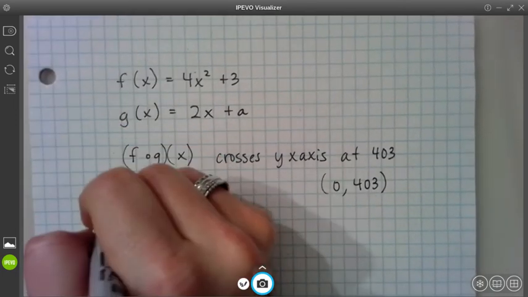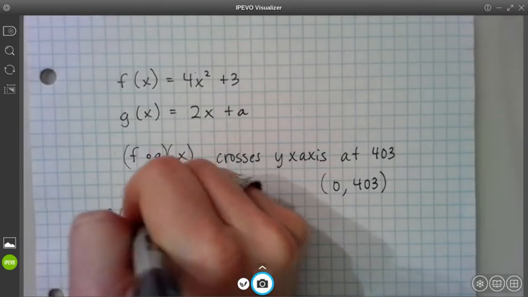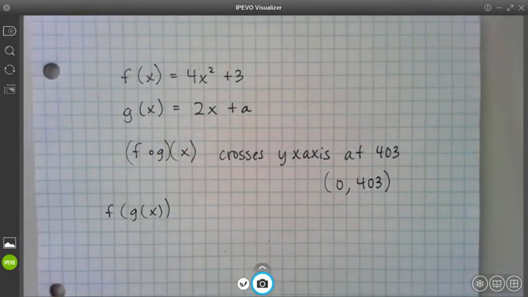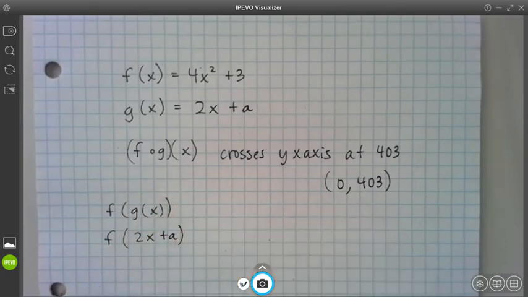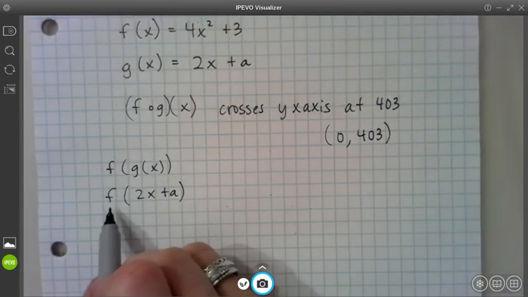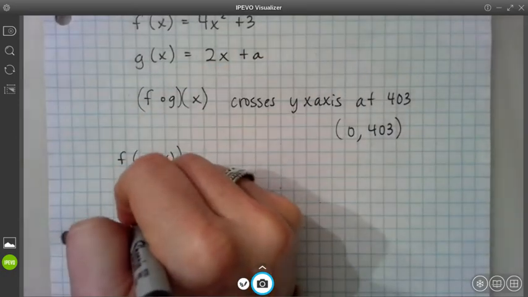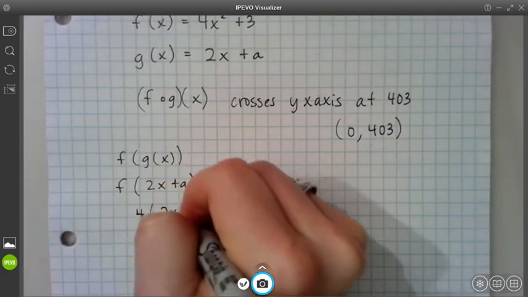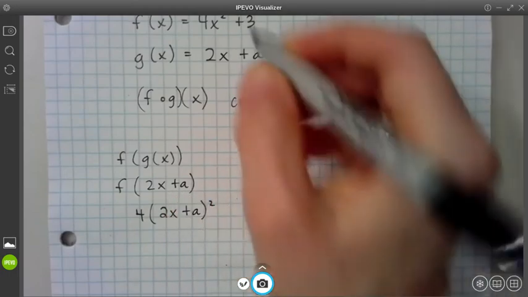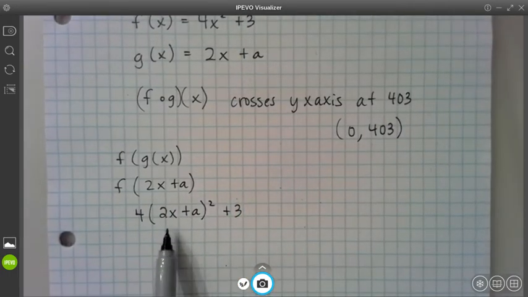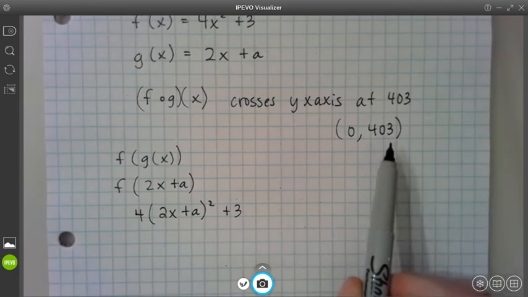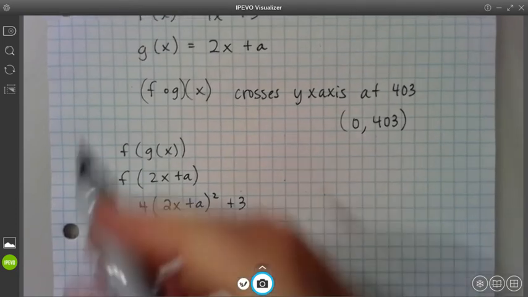So let's find the composition function. What is f of g of x, right? So g of x is 2x plus a. All right, so let's plug 2x plus a into f. So that's going to be 4 times (2x plus a) squared, and then we still have a plus 3. So now I know when I plug 0 into this function for x, 403 is going to come out. So let's plug 0 in for x now.